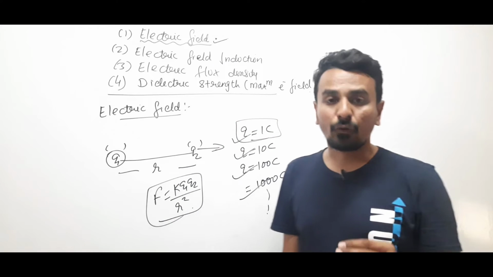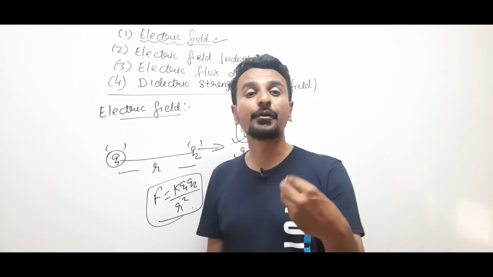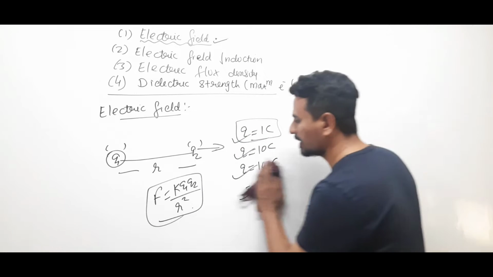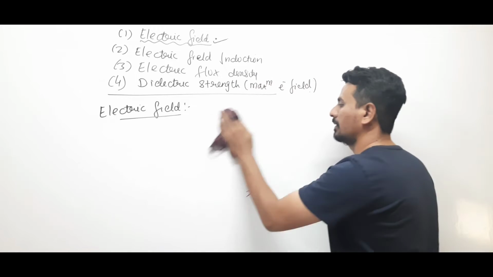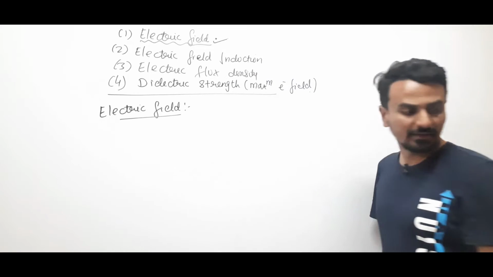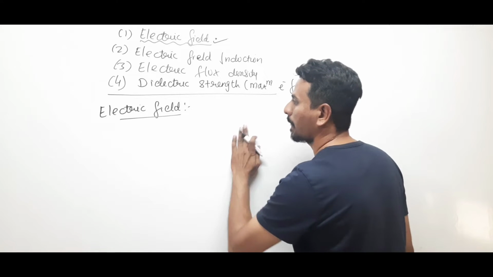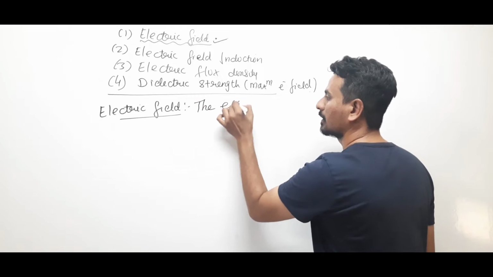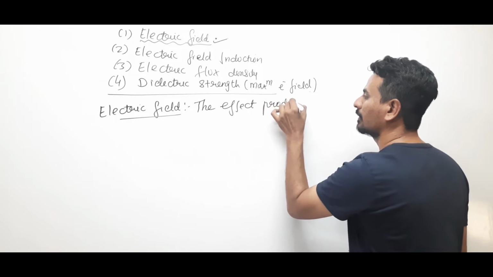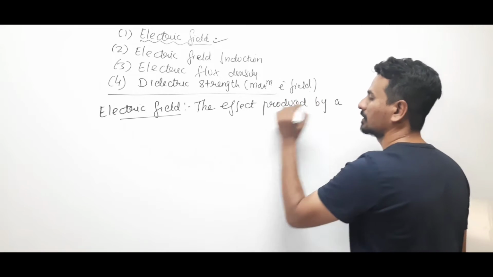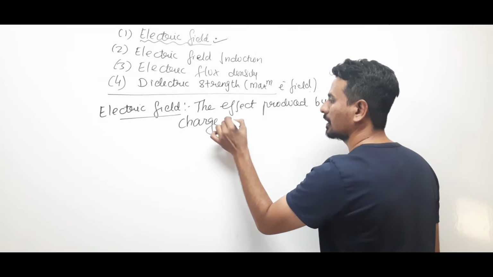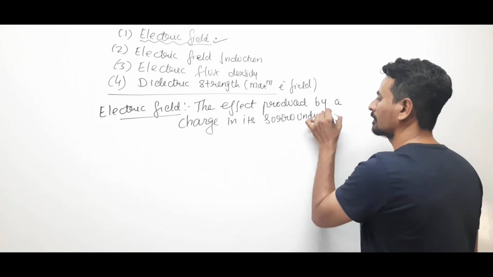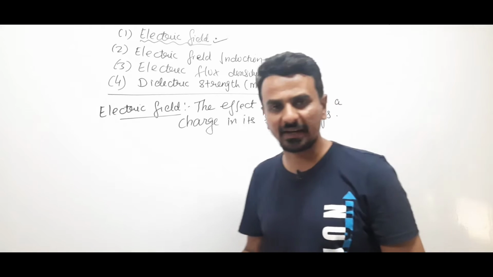Now we'll discuss what is the direction of this electric field and how to calculate it. Clear? Okay, see. Electric field is defined as the effect produced by a charge in its surroundings. Clear? The simplest way to define electric field.